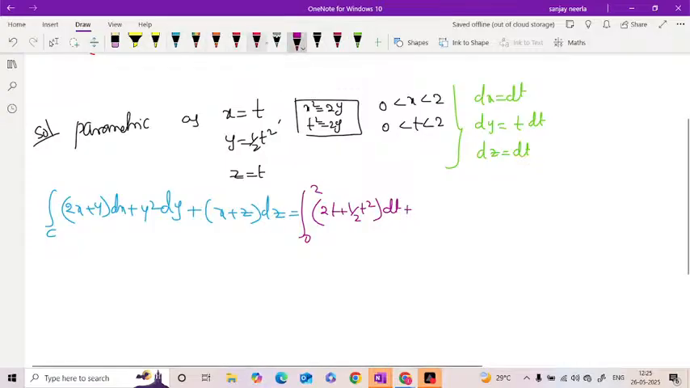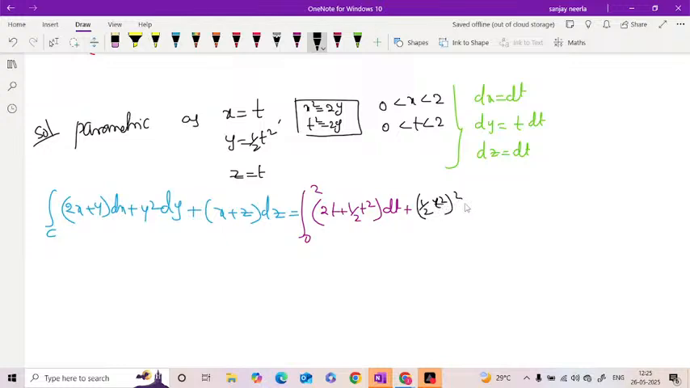Plus, now y square. So y square means 1 by 2 t square whole square into dy, so t into dt, plus dz. dz is x, x is t, and z is also t, and dz is dt. Now simplify.